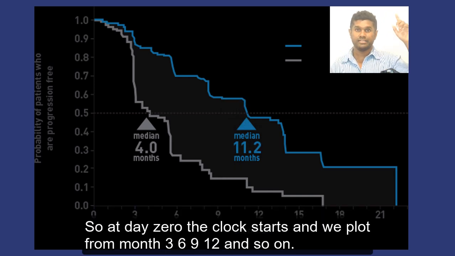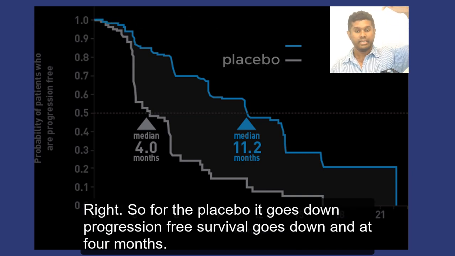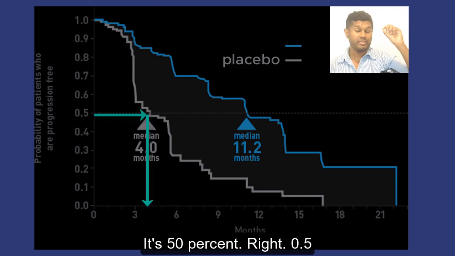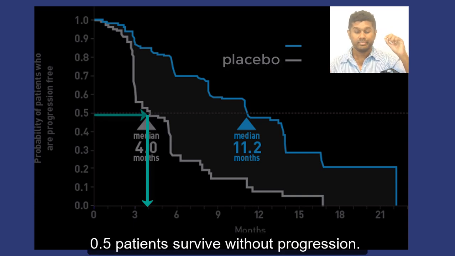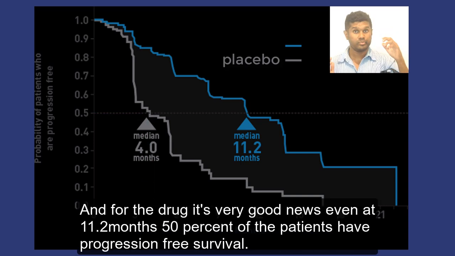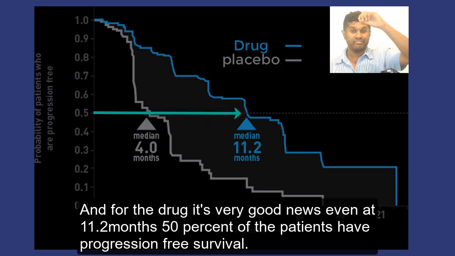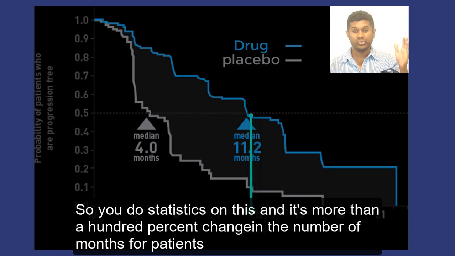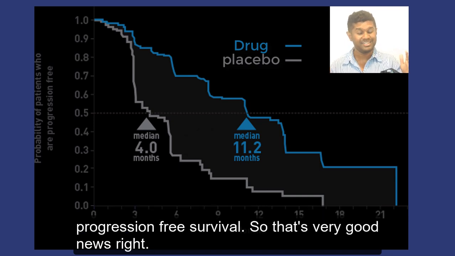So what percentage? At day 0, the clock starts and we plot from month 3, 6, 9, 12 and so on, right? For the placebo, progression-free survival goes down, and at 4 months, it's 50%, right? 0.5 of patients survive without progression. And for the drug, it's very good news. Even at 11.2 months, 50% of the patients have progression-free survival. So you do statistics on this, and it's more than a 100% change in the number of months for progression-free survival. So that's very good news, right? That's good news for us.